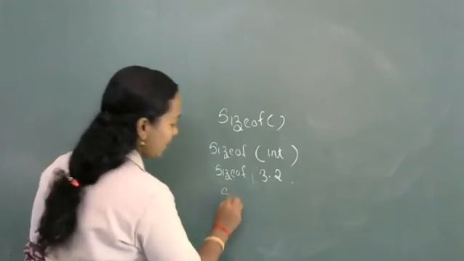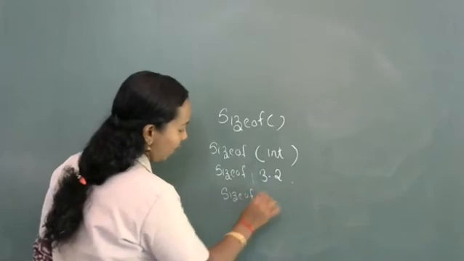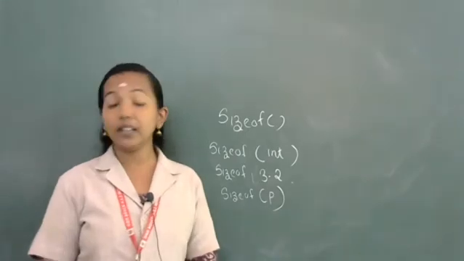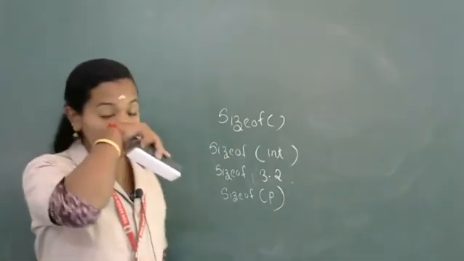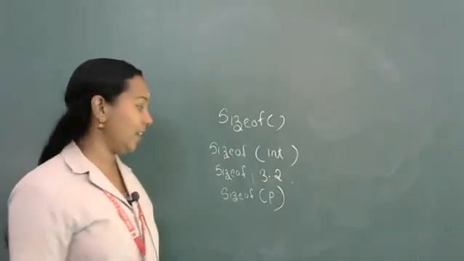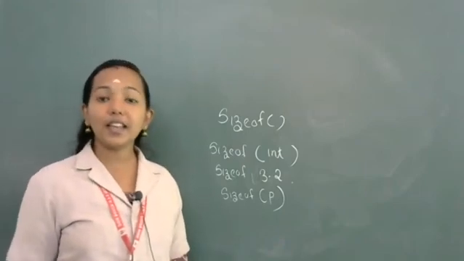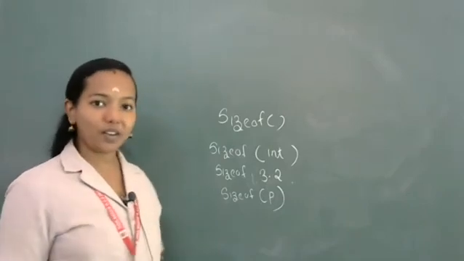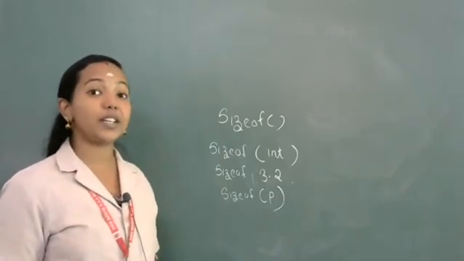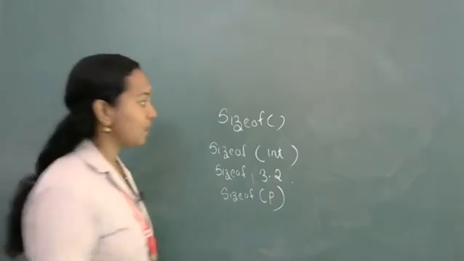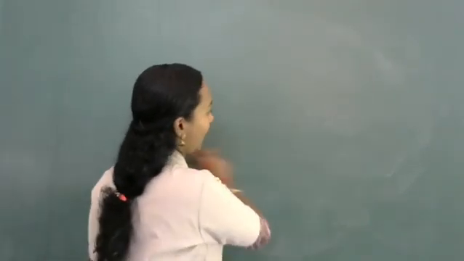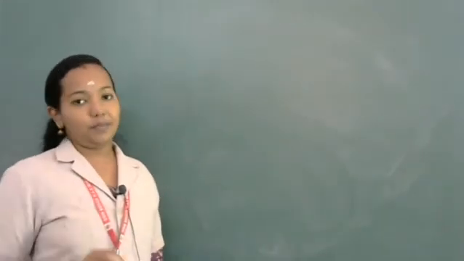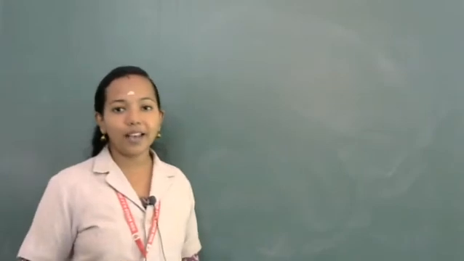Then another is sizeof P. Here P is not included in single quote or double quote, so it does not belong to the character category, it is a variable. If P is an integer variable, it will return 4 bytes. If it is a floating point value, then 4 bytes. If it is double, 8 bytes. So the sizeof operator is used to find the memory size required for storing that variable.